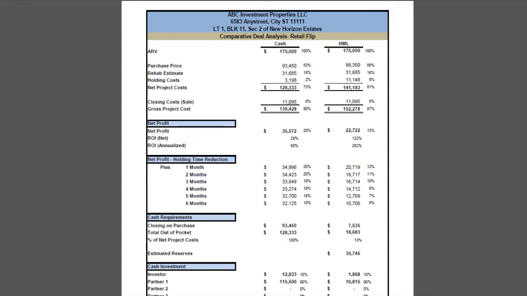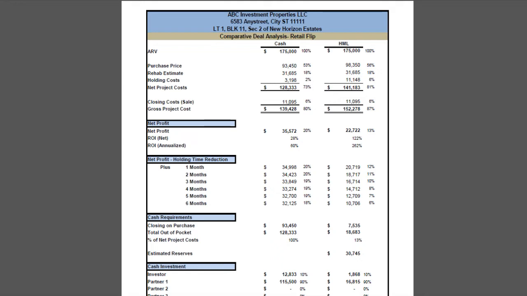Last is the summary page. This basically takes all the information from the preceding two analyses and summarizes it side by side. What you don't see in this screenshot, but I will show you later in the video, is how you can make quick changes to your assumptions without going back to the original Data Input tab to see the impact of those changes to your deal.